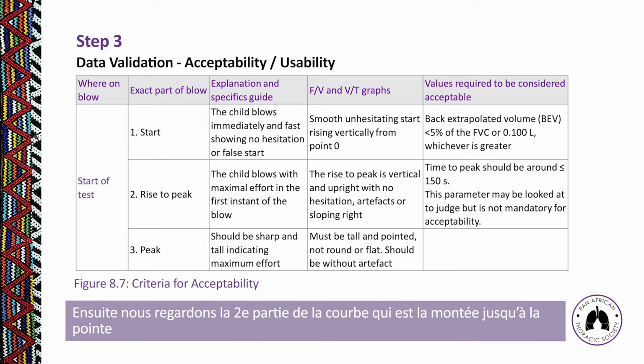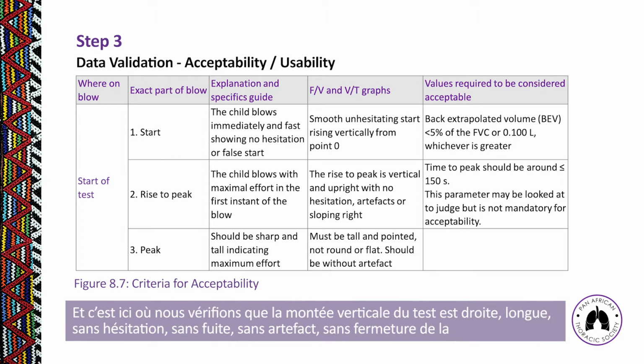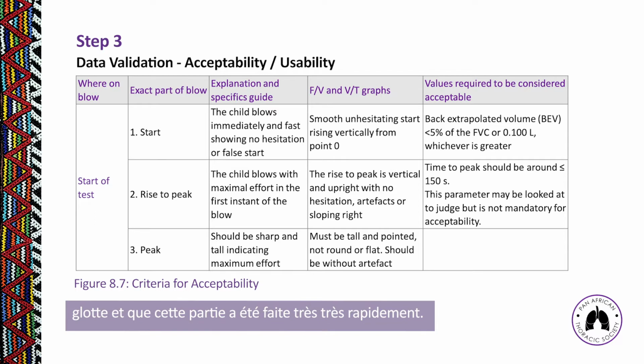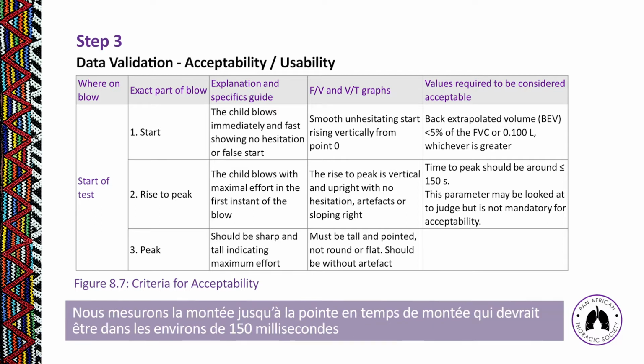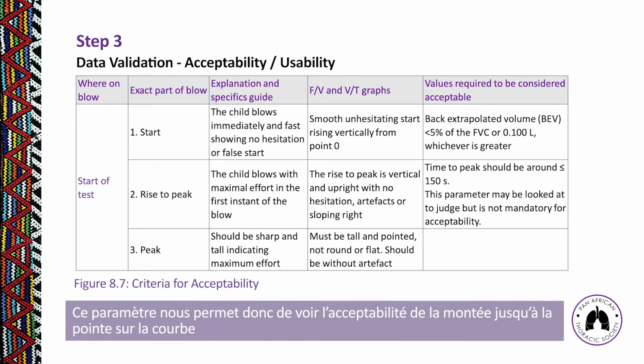Then we look at the next section of the graph, which is the rise to peak. And this is, again, where we check that the vertical rise of the test was straight up, tall, with no hesitation, no leaks, no artifacts, no glottis closure, and that it was done very, very fast. We measure the rise to peak by looking at the time to peak, which should be equal to or less than 150 milliseconds. So this parameter is what we can do to look at the acceptability of the rise to peak on the graph.